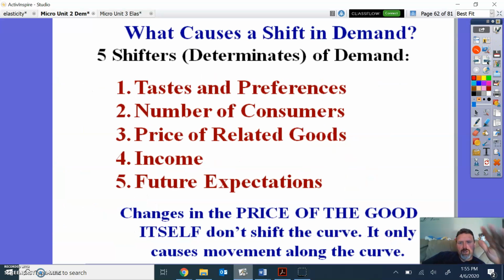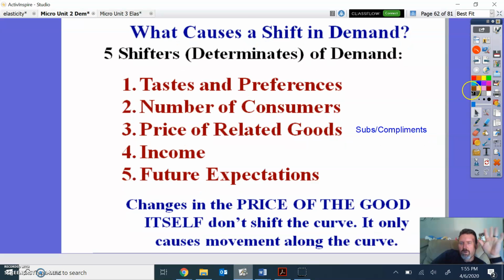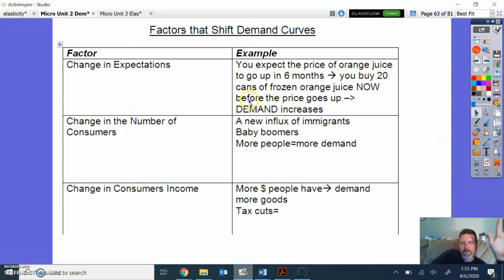So the things that shift demand, guys, these are the 5 shifters, okay? Tastes and preferences, number of consumers, the price of related goods. What that means is substitutes and complements. Okay? A change in somebody's income and future expectations for that good. And we'll talk about that in a minute here. So let's take some notes to make sure we're here, okay?